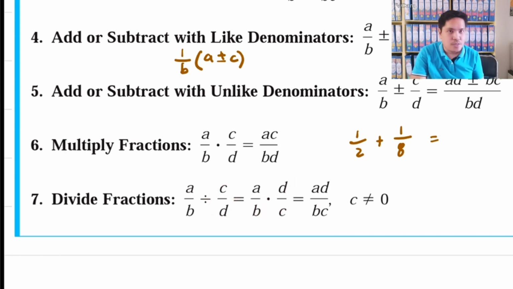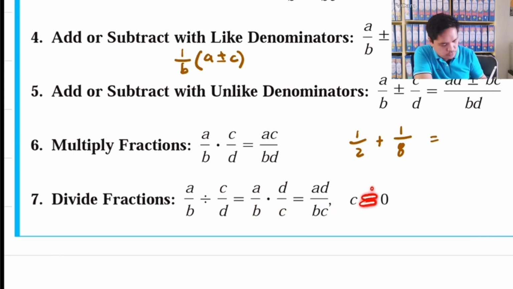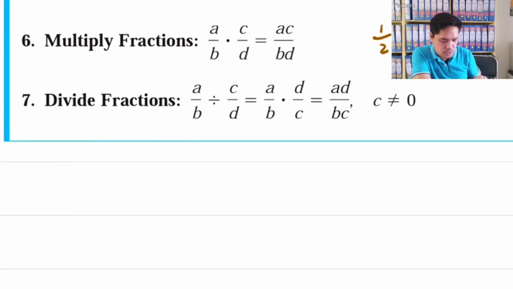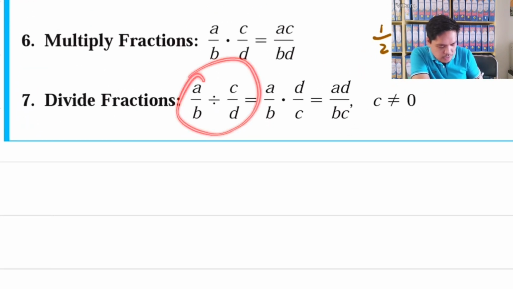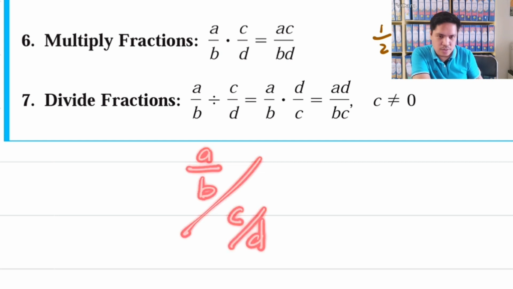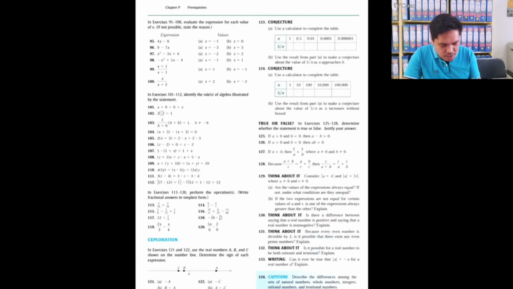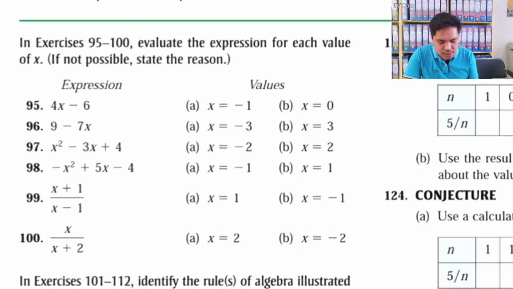Ayan. So, pag mag-multiply na tayo, just multiply this and this, so that would be AD, over multiply this and this, that would be BC. Okay? Provided that C is not equal to 0. So, ganun lang siya if we divide fractions. Parang ganito rin. This is the same as A over B over C over D. Parang ganun. Diba?